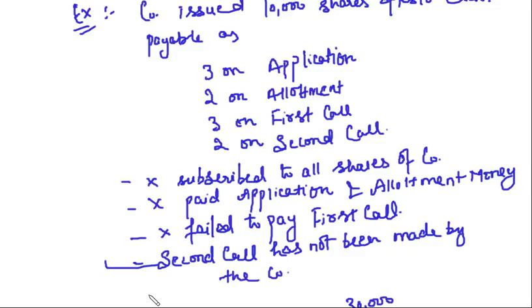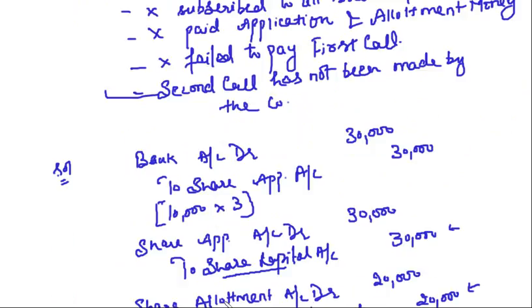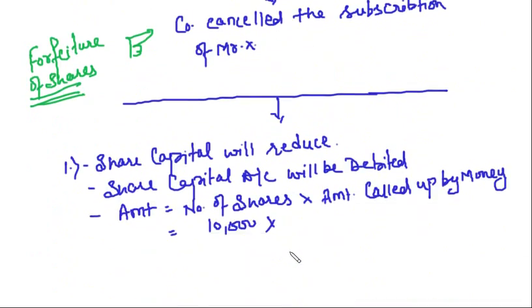Leave what is not paid. Just first think what has been called by the company. The word important here is "called by the company." So in this case, the second call of rupees 2 has not been called by this company. So how many rupees have they called? On 10,000 shares, they have called for only 8 rupees. So the share capital account will be debited with rupees 80,000.